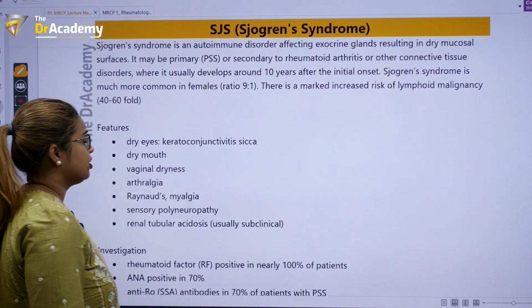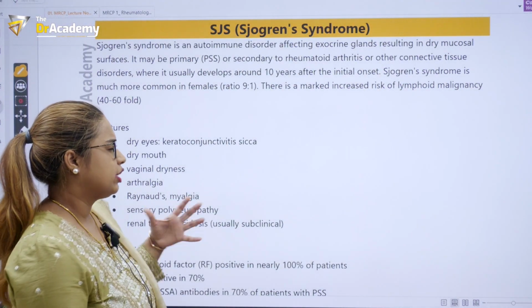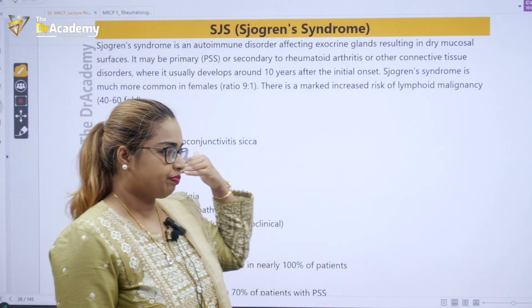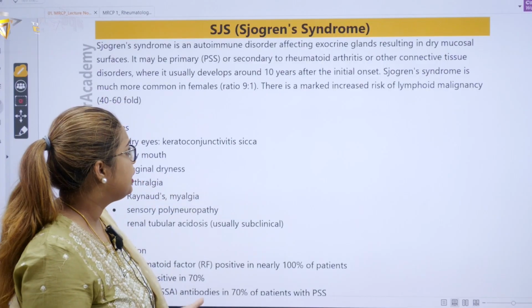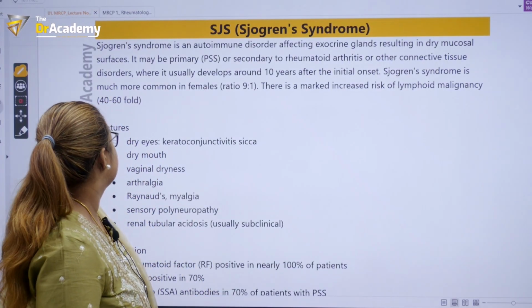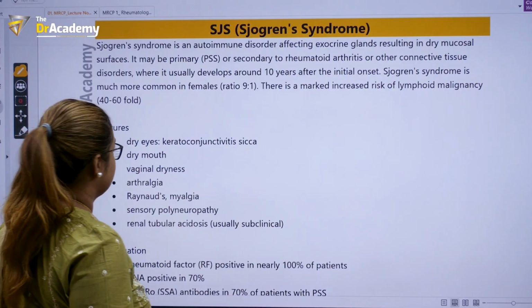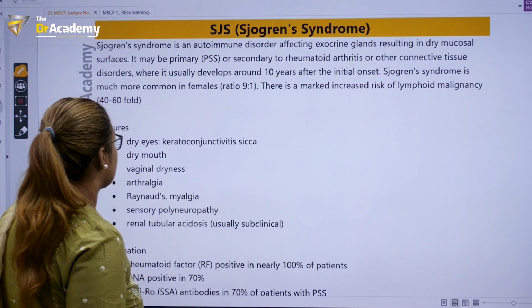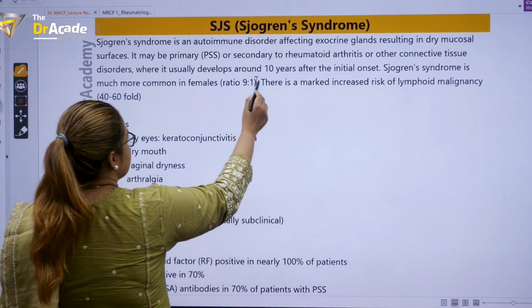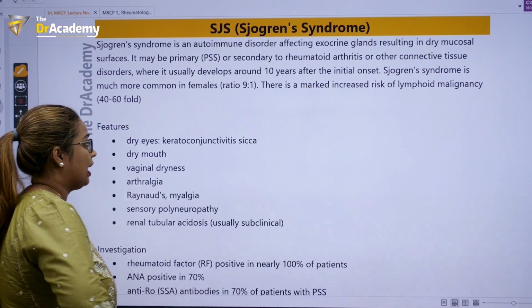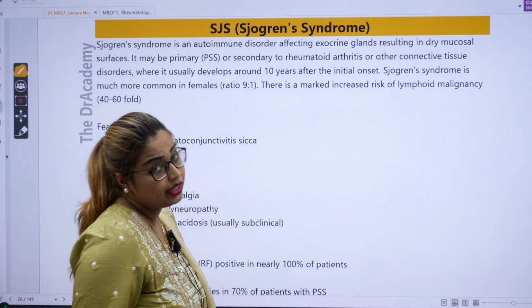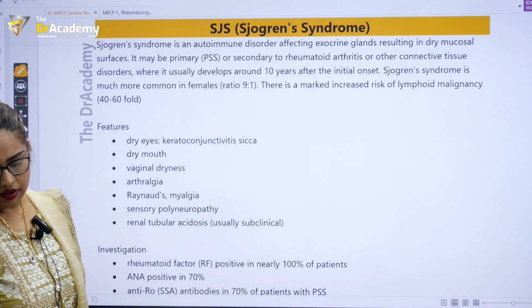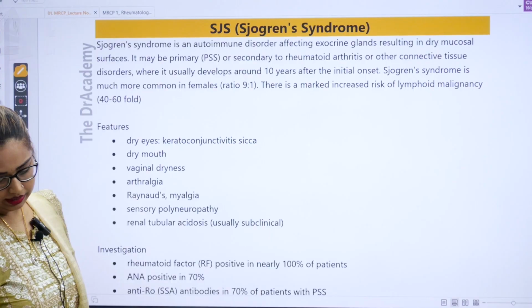So Sjogren syndrome is an autoimmune disorder. It actually affects the exocrine glands, mostly the lacrimal gland and the parotid gland of our body. It also develops around 10 years after the initial onset, and it is most common in females, with a 9:1 female to male ratio. Okay, so this is very, very important, also for the exam.